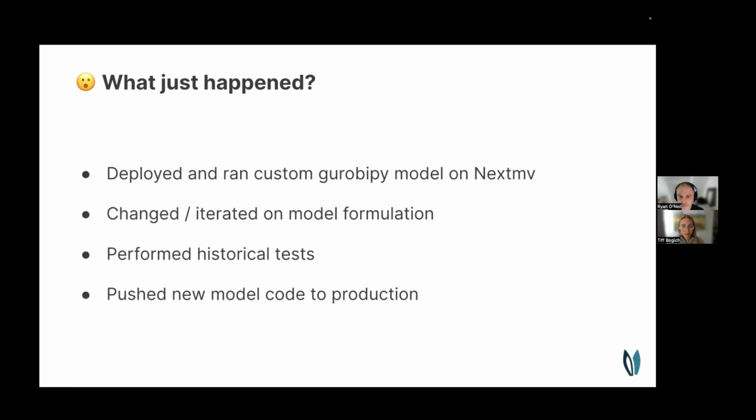So Ryan showed how to deploy and run a custom Gurobi Pi model on NextMove. He iterated quickly on model formulation. We tried a few different things, and we were able to leverage 2 different types of experiments to compare our results with these different formulations. They were batch and acceptance tests, part of our historical testing suite. And this helped us figure out the best formulation for our avocado problem. And in the end, you saw how we could quickly update the model and make those updates live in production using instances.